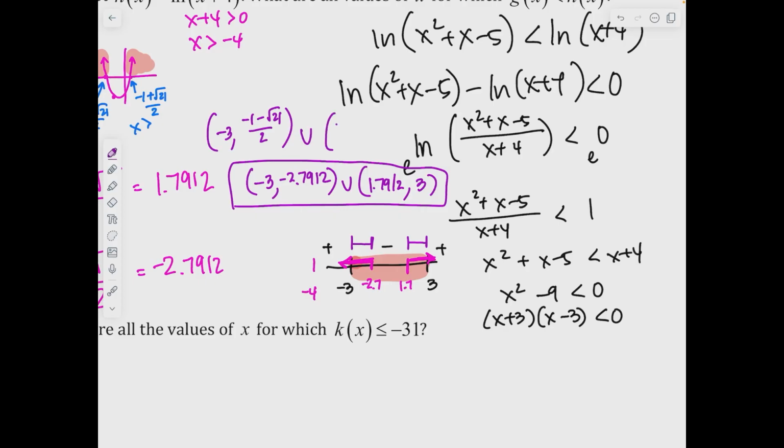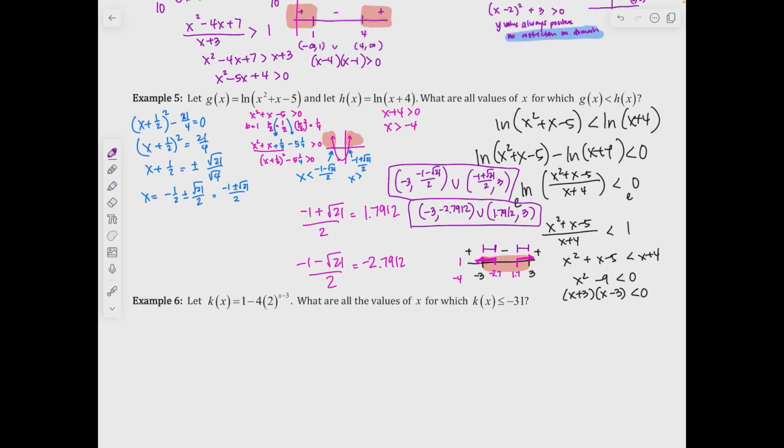And then from negative 1 plus the square root of 21 over 2 to positive 3. So that's the exact, and 1 is the rounded there. Okay, so again, a little bit tricky, can be done, you just are looking for the overlap. Okay, example 6, let k of x equal that.